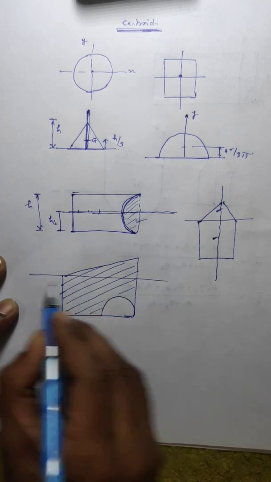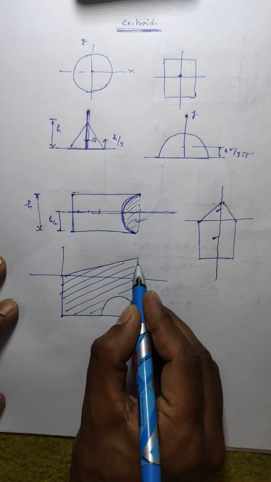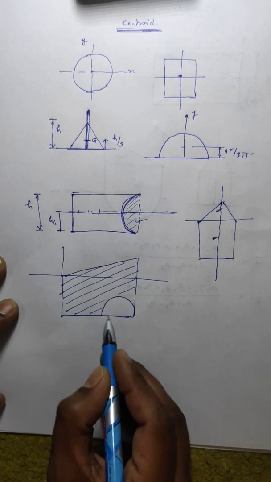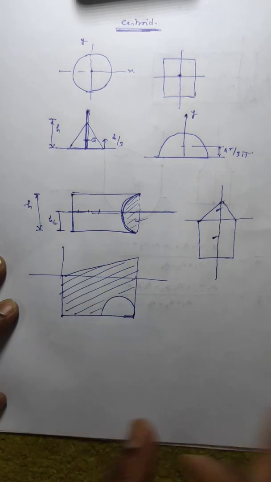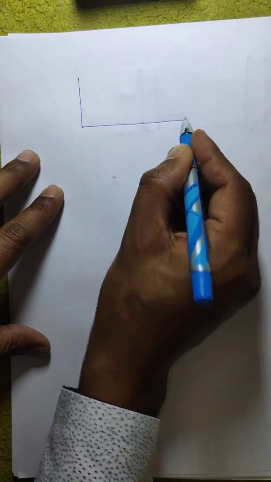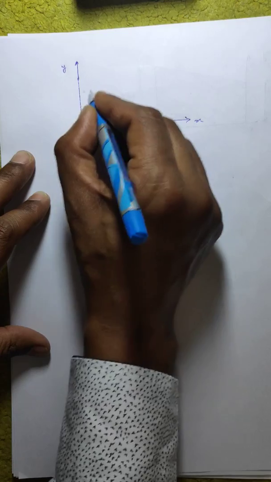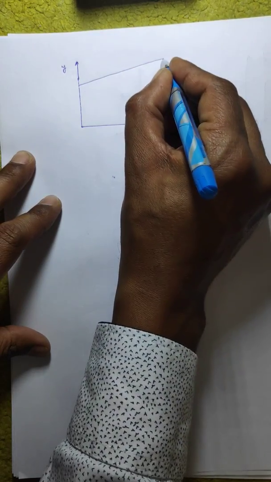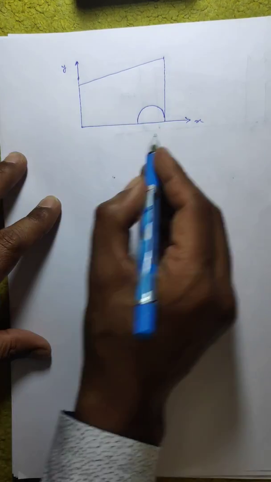What is that? Say first is your rectangle plus second is your triangle minus third is your semicircular part. So for this problem we are taking some numerical data and then we'll solve it. Suppose we are having a diagram, a composite geometry like this. This is the x-axis and this is the y-axis. There is an inclined line, there is a vertical line, and a semicircular part is removed from here.